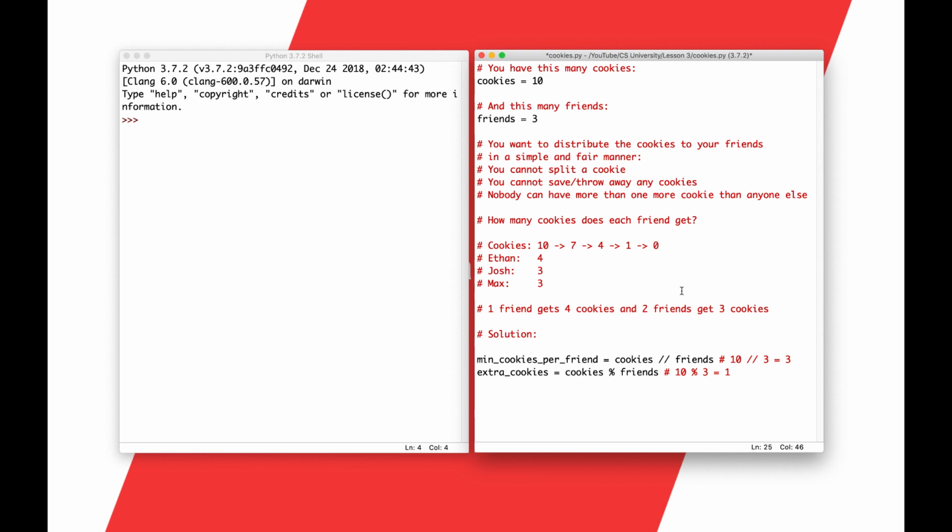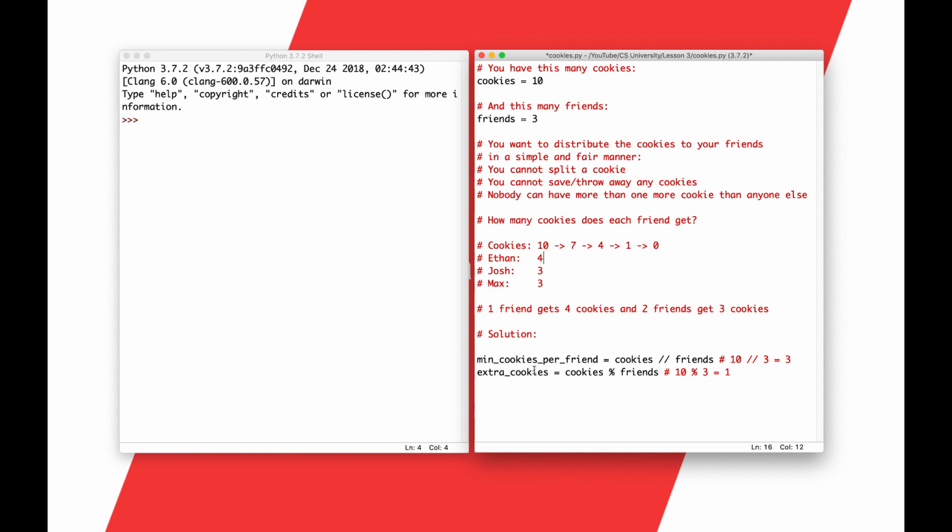And this is a part where we sort of have to think a little bit before we can write any more code. But essentially, the idea is that you can ask the question. I think the good question is, we know the number of extra cookies, but we could ask the question, how many people will get an extra cookie? Because in this case, Ethan will get an extra cookie, but Max and Josh won't. And again, the names don't matter, so we could say 1 person gets an extra cookie and 2 people don't. So how many people get an extra cookie?